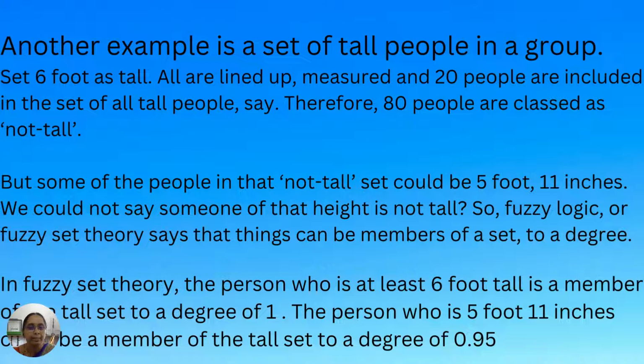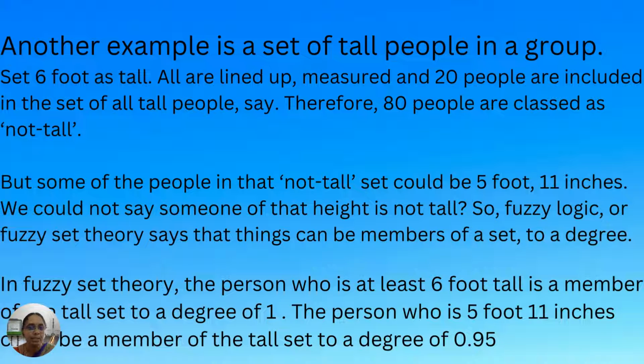Another interesting example is a set of all tall people in a group. Set 6 foot as tall. If all are lined up and measured and 20 people are included in the set of all tall people, say, therefore 80 people are classed as not tall. But some of the people in that not tall set could be 5 foot 11 inches. We could not say someone of that height is not tall.